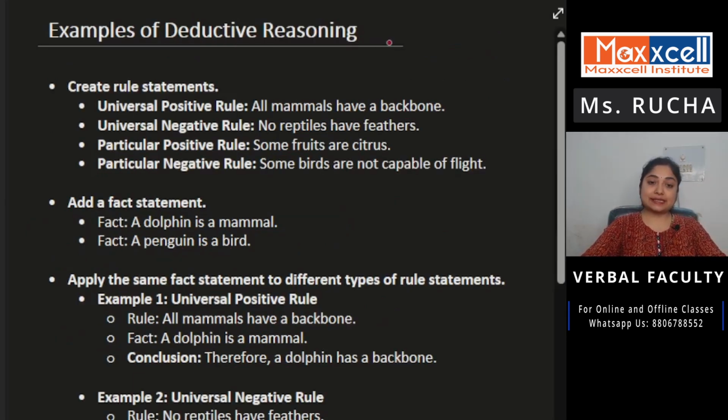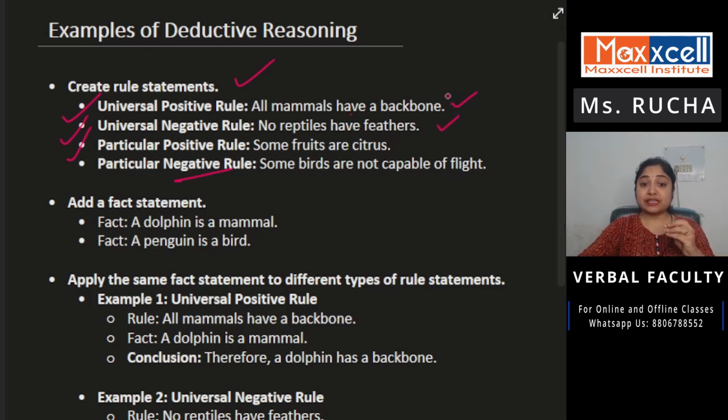So guys, now let us understand different types of rule statements. What is universal positive? What is universal negative? What are particular positive and what is particular negative? Let us take some examples to understand these different types of rule statements. All mammals have a backbone. Such statements come under the category of universal positive rule. No reptiles have feathers. This is universal negative. When we are not giving any exception, when we are not saying some, we are very absolute about what we are saying. Either we are saying all of them or none of them. Then it comes under the category of either universal positive or universal negative.